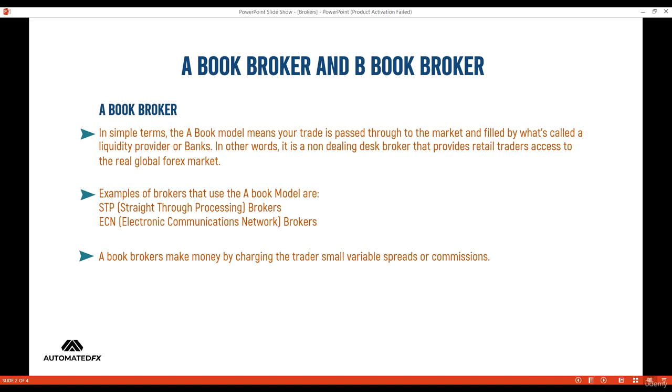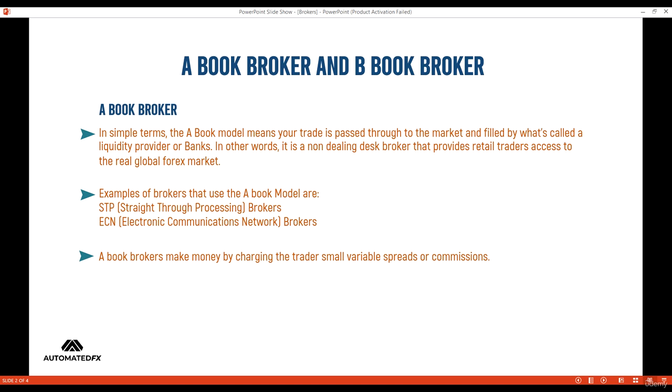He doesn't sell to you when you buy, or buy from you when you sell. All he does is direct your trades, your buys and your sells, directly to the market. That's what the A-book broker does.